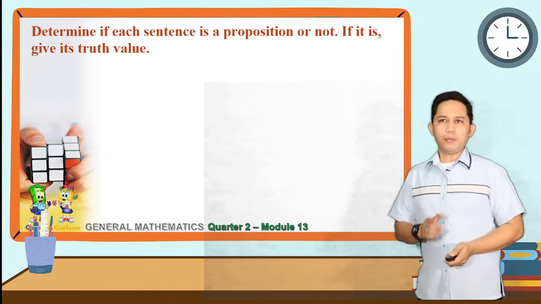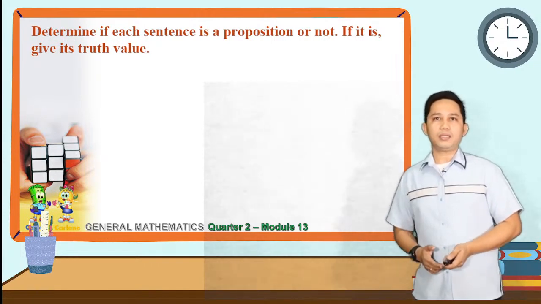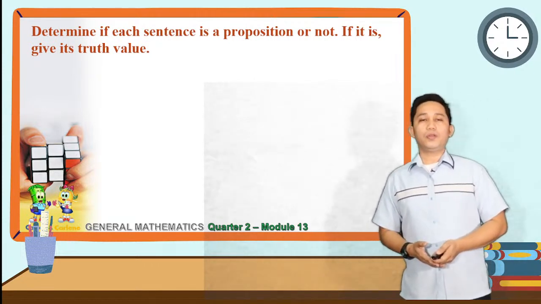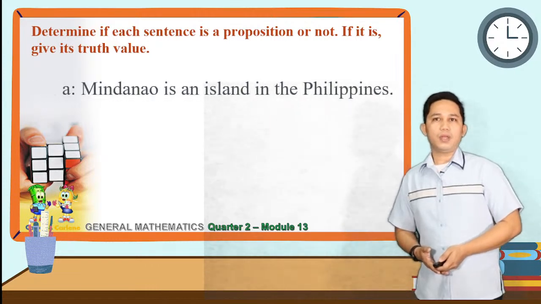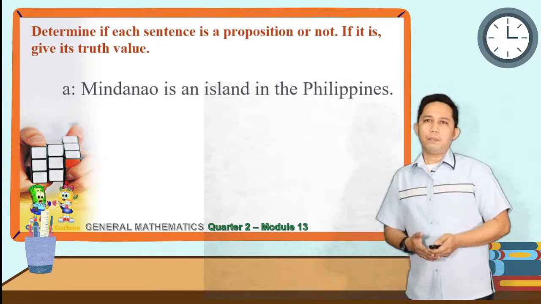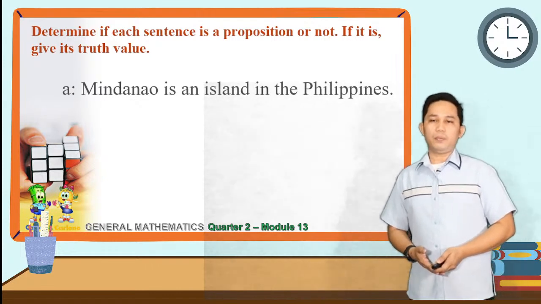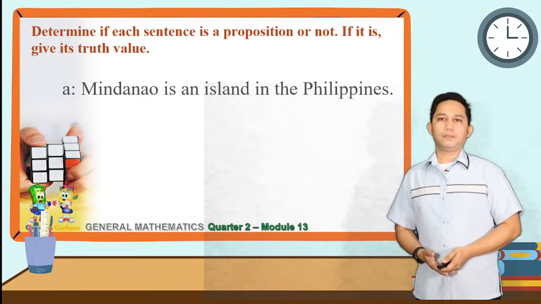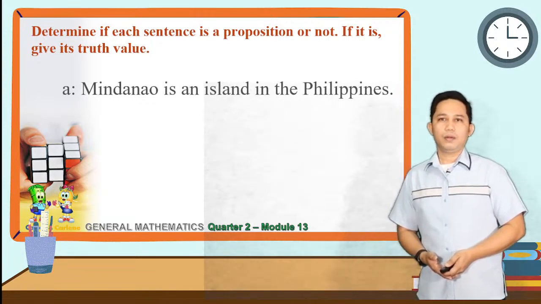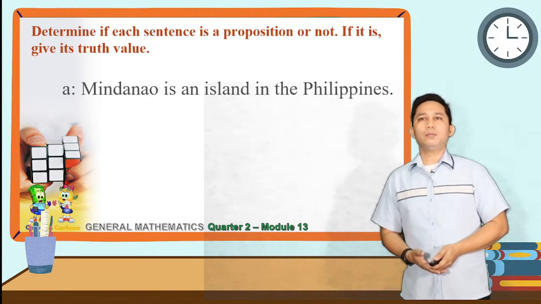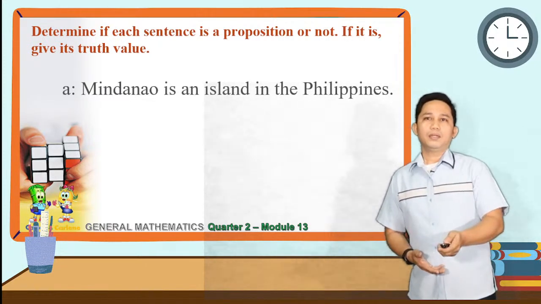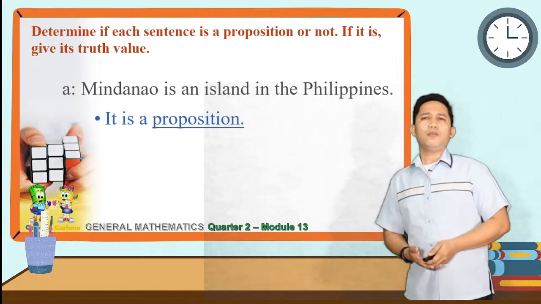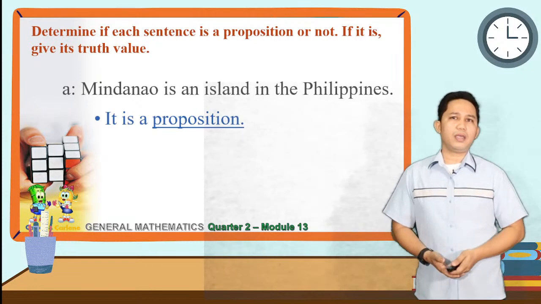Now, let's take these following examples. What you have to do is to determine if each sentence is a proposition or not. If it is, give its truth value. Let's have number 1. Mindanao is an island in the Philippines. Is it a proposition or not? Okay, write down your answer in the comment box. Yes, correct. It is a proposition.